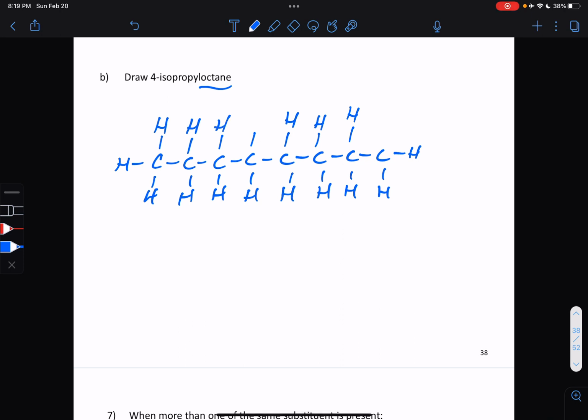Now, I didn't draw a hydrogen on that fourth carbon because we've got a branch there. And how did I know that? Well, I can see 4 isopropyl there. Now, propyl, remember, has how many carbons? Propyl has 3 carbons, but an isopropyl also has 3 carbons, but a slight difference. The isopropyl has the carbon in the middle connected to the parent chain.